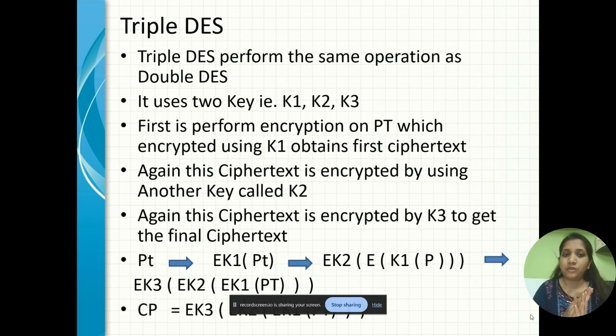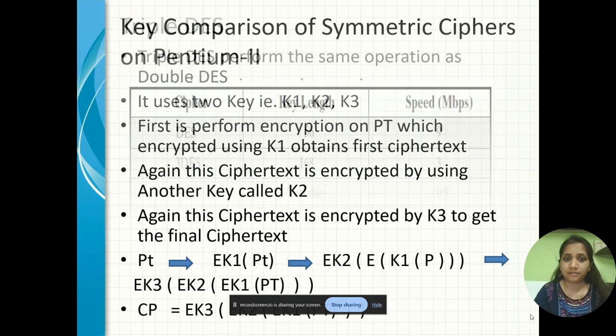Triple DES. This is performed the same as double DES. It uses three keys, K1, K2 and also K3. First, encryption is performed on the PT, which is encrypted using K1 to obtain the first ciphertext. Again, this ciphertext is encrypted using another key called K2. Again, this ciphertext is encrypted by the key called K3 to get the final ciphertext. And here are some of the formulas used in the process.